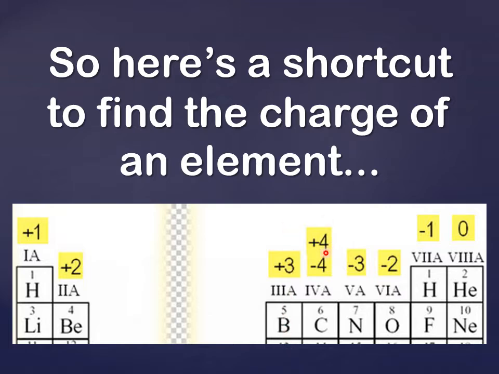Group 14 is all going to have 4, so it's going to be plus or minus 4. Group 15 is going to have 5, and so that's going to be -3. It's going to gain 3 electrons. Group 16 is going to be -2. It's going to gain 2 electrons.